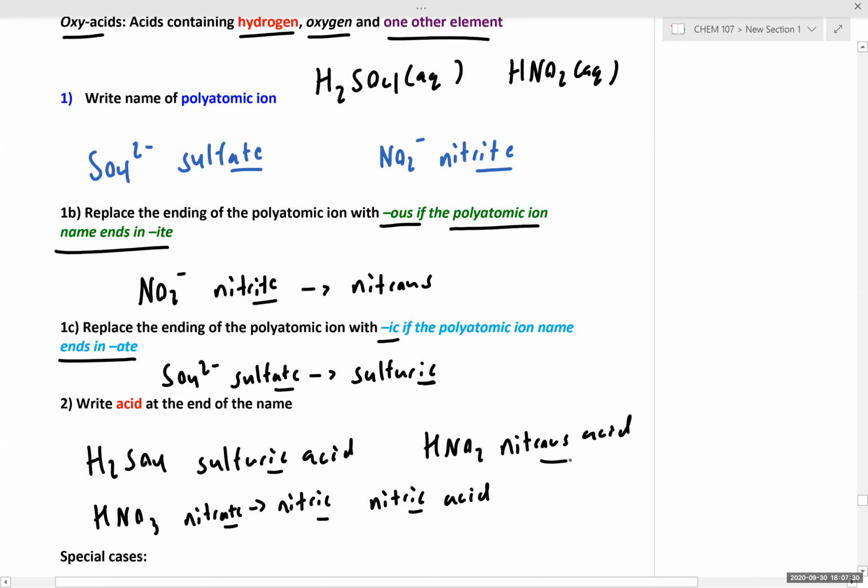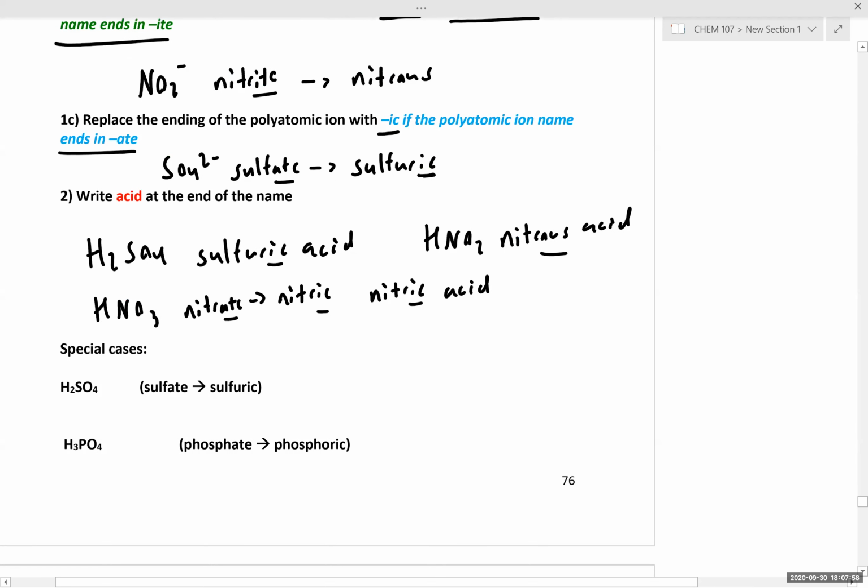This is why you need to know the names of your polyatomic ions as well, so you can name your polyatomic acids and your oxyacids. Does that make sense? Let's look at some special cases. So sulfate turns into sulfuric, phosphate turns into phosphoric. These are just some exceptions that you need to know and just be aware of.